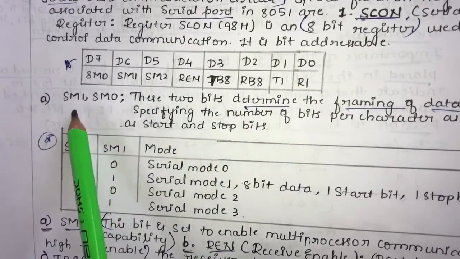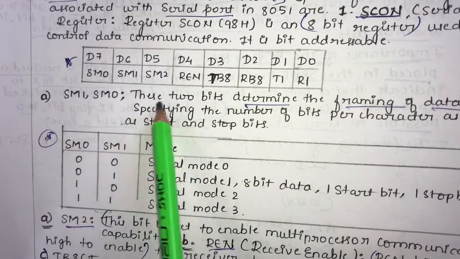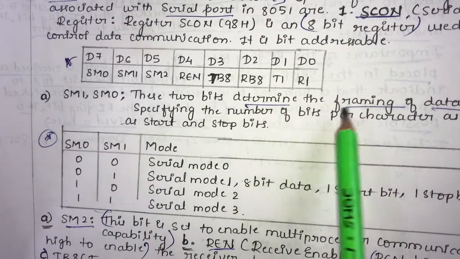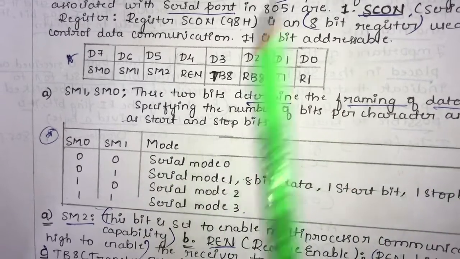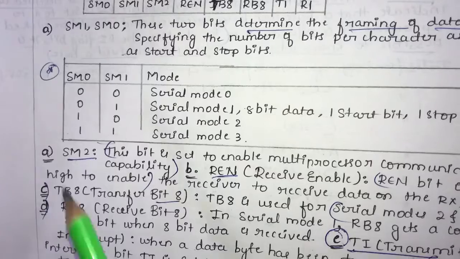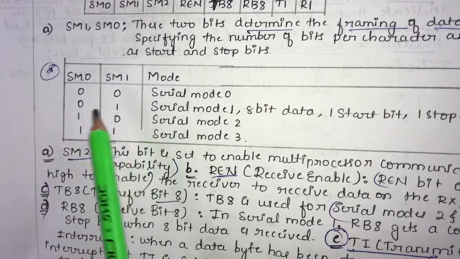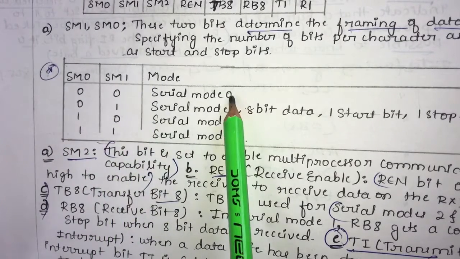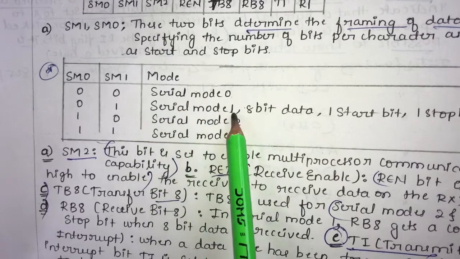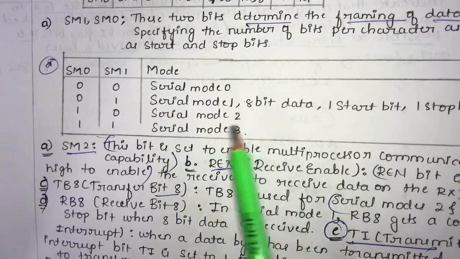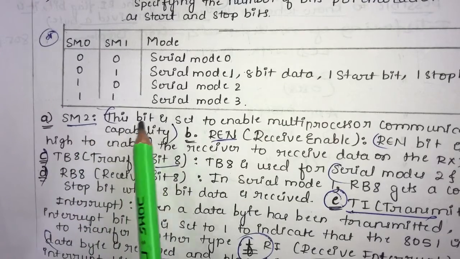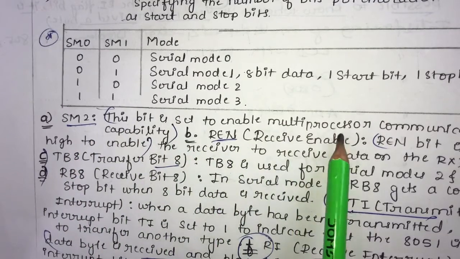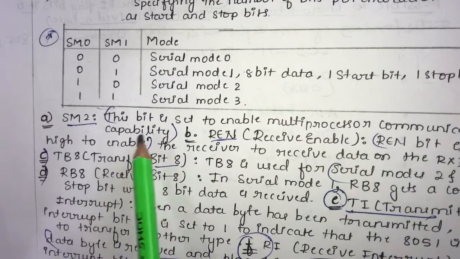The bits are SM1, SM0. These two bits determine the framing of the data by specifying the number of bits per character as well as the start and stop bits. Depending upon the combination of SM0, SM1, 00, 01, 10, 11, serial mode 0 is selected, serial mode 1 is 8-bit data with 1 start bit and 1 stop bit, serial mode 2, and serial mode 3. And we have SM2. This bit is set to enable multiprocessor communication capability.